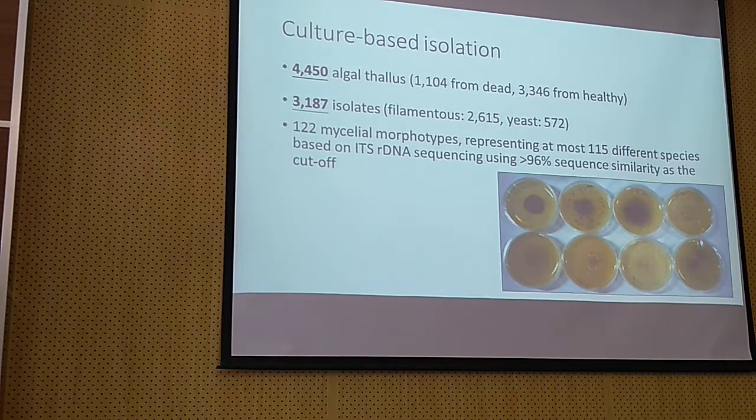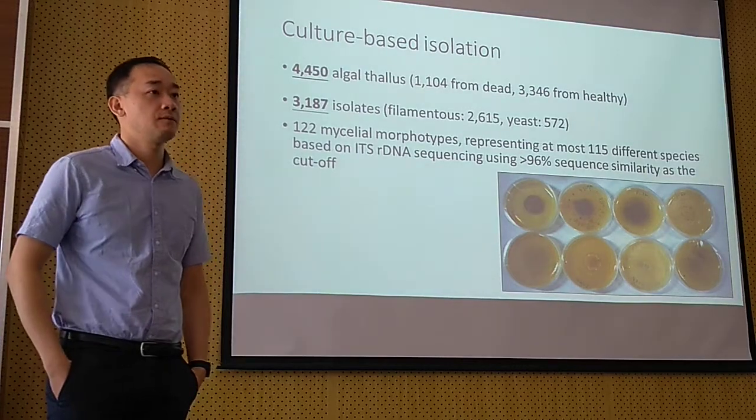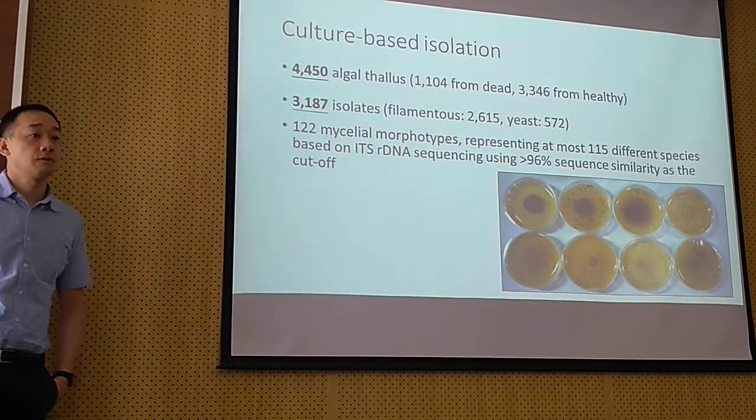Okay, that's what we did. Now we investigated 4,450 algal thalli, and then we isolated 3,187 strains, and then basically we could not afford to sequence 3,000 strains. Well, basically, the first step we did was to classify them based on morphology of the colonies.